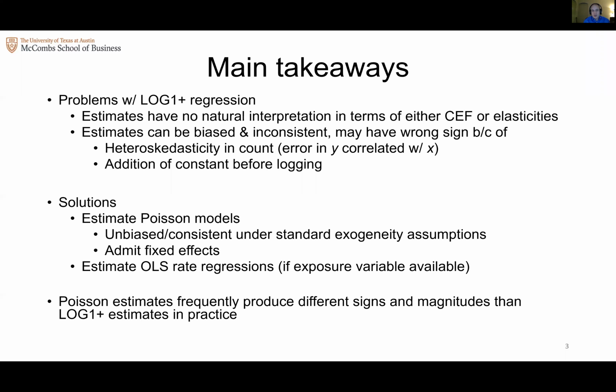What we're going to see when we go back and try to replicate some of the existing papers in the innovation literature is that Poisson estimates, which again are unbiased and consistent under the standard exogeneity assumptions, are frequently going to produce different signs and different magnitudes than the log of 1 plus regressions that people typically run. Let me pause for a second. Are there any questions? So far, no questions, Jonathan. Okay, excellent. We'll keep moving then.